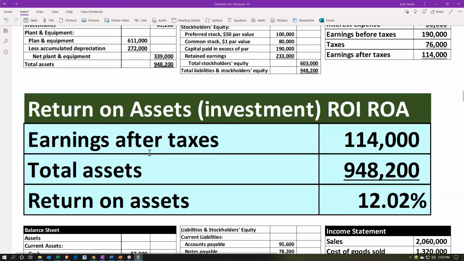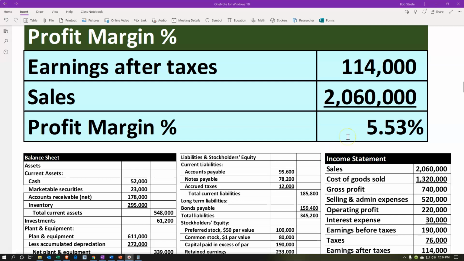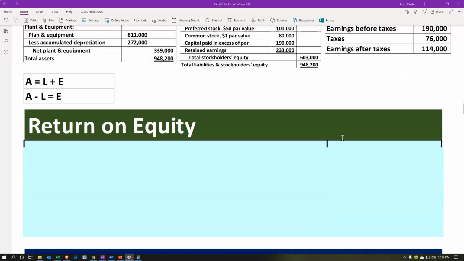So in other words, if we can get the same return for less assets, then that would typically be good. So we'd have to compare it to past performance and industry standards to see how good the 12.02 would be. Also note up top for the profit margin, we typically want the profit margin to be higher as well. We'd like to be making more money per sale that we have, if we could do so and still keep the volume of sale up.